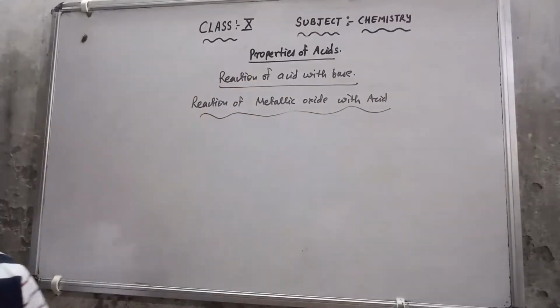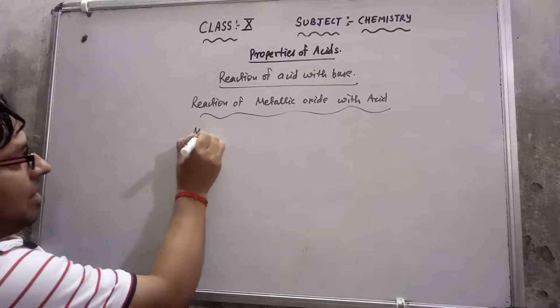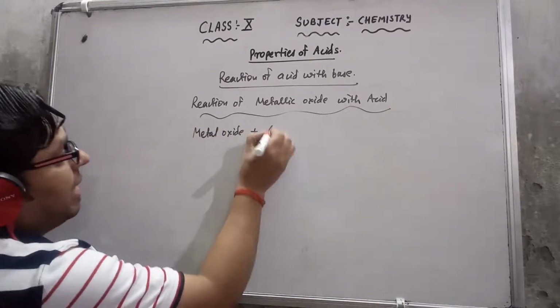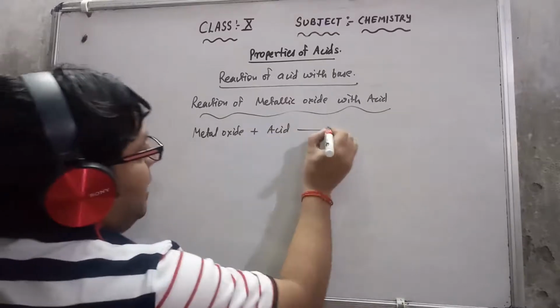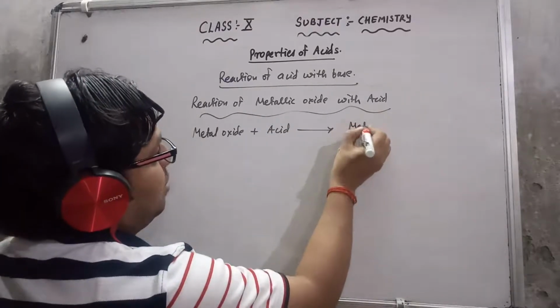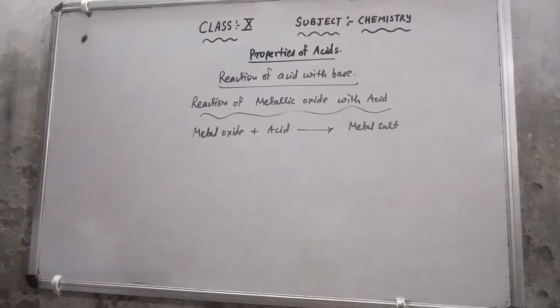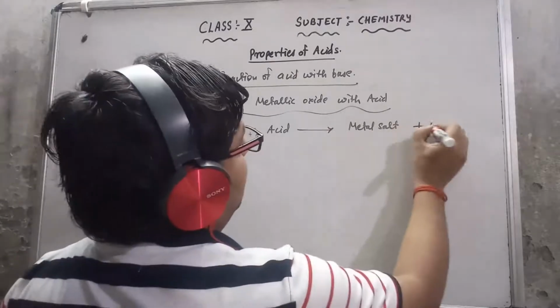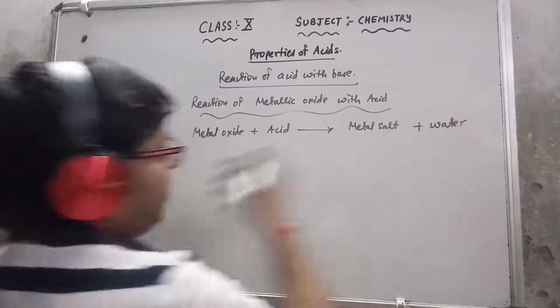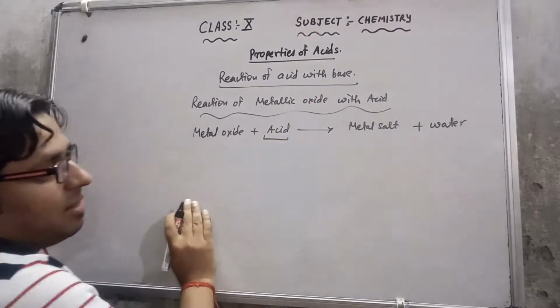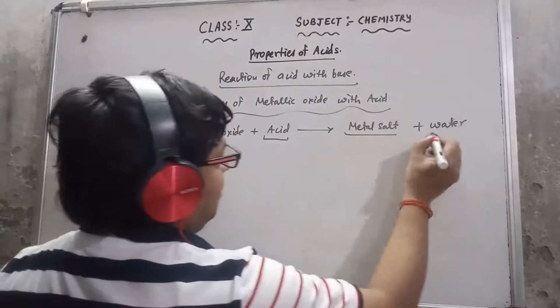Now the point is, whenever a metal oxide, whatever metal I have taken, reacts with an acid, it will give us a metal salt, whatever metal salt it will be, and give us water. Now one thing keep in your mind, this is acid, and here is a metal salt and water.